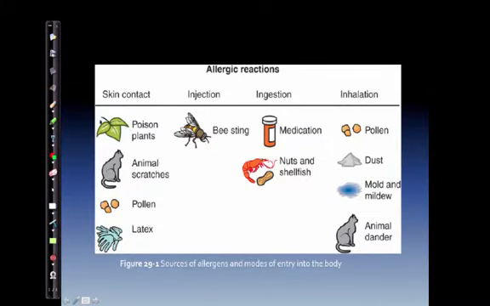First one here we're going to look at. This is allergic reactions. So we can get them from multiple locations, things like skin contact, injection, ingestion, or inhalation. Now, skin contact, very simply, if we get a hold of poison ivy, poison oak, we can get poisonous plants. Animal scratches can give us contact dermatitis or inflammation of our skin. Pollen, latex. As far as injection, bee stings or any other kind of animal that would inject poison into us could generate anaphylaxis or an allergic reaction. Ingestion, things like medications, nuts, and shellfish. As far as inhalation goes, pollen, dust, mold, or mildew that we come into contact with. Animal dander.